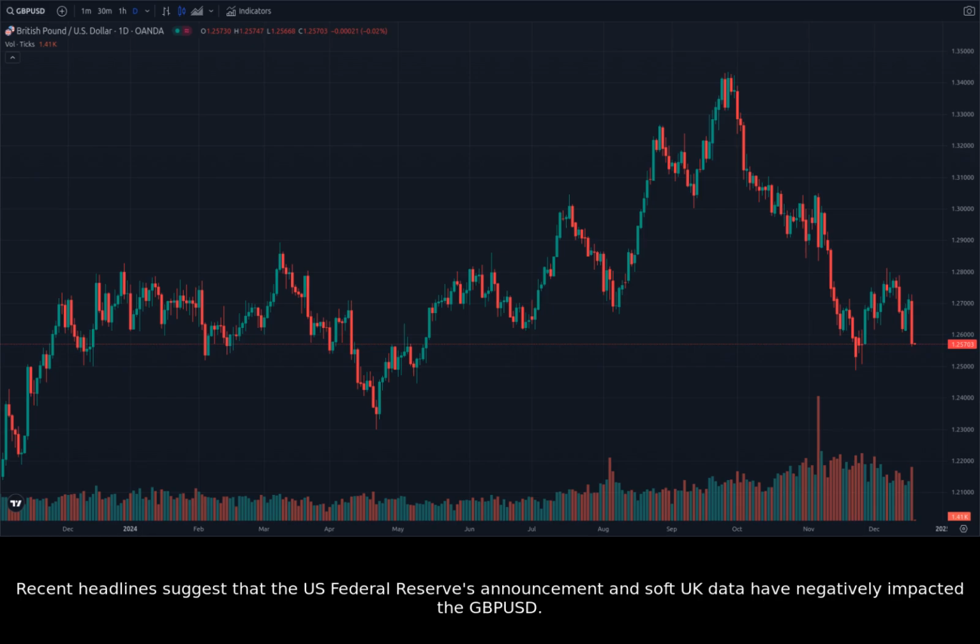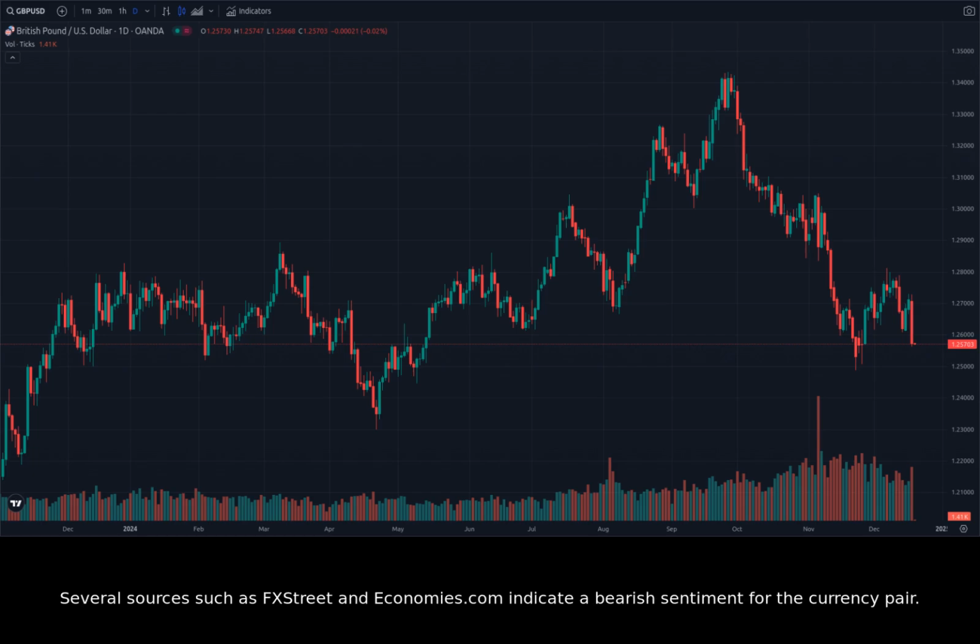Recent headlines suggest that the U.S. Federal Reserve's announcement and soft UK data have negatively impacted the GBPUSD. Several sources such as FX Street and Economies.com indicate a bearish sentiment for the currency pair. However, the GBPUSD did hit a high of 1.2725 earlier today, showing some potential bullish resilience. Let's now turn our attention to the charts to gain a clearer understanding of the current market dynamics.